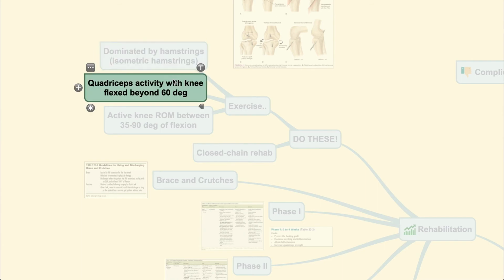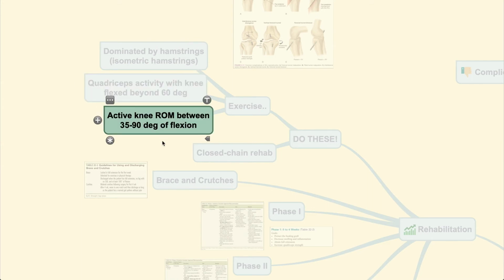Now, if you are already ready to do the quadriceps activity based on your physician's evaluation, you need to do it with the knee flexed beyond 90 degrees to protect your graft. Also, any active knee range of motion should be between 35 to 90 degrees of flexion. Remember that this is all during the early times. During the late phase of rehab, you could do all of this freely, but always under supervision.